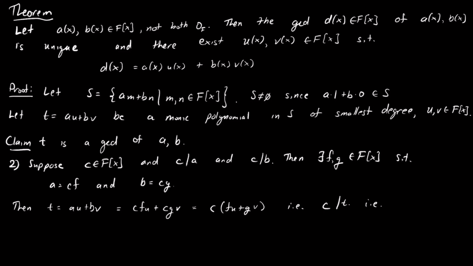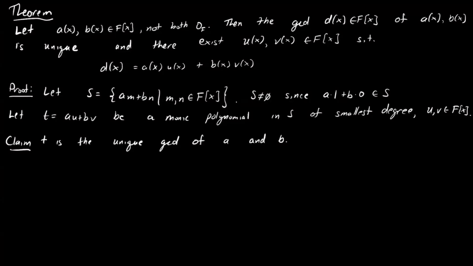In other words, the degree of C is less than or equal to the degree of T by the theorem we just proved earlier. Okay, so that finishes our proof that the GCD, or a GCD, can be written in terms of A and B. Now we're going to show that T is actually the unique GCD of A and B.